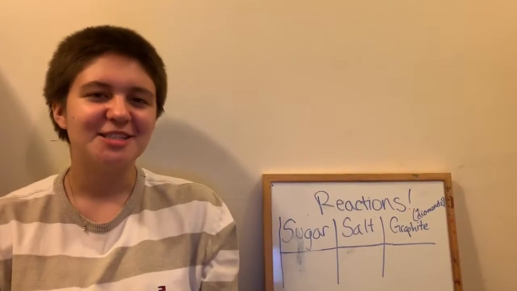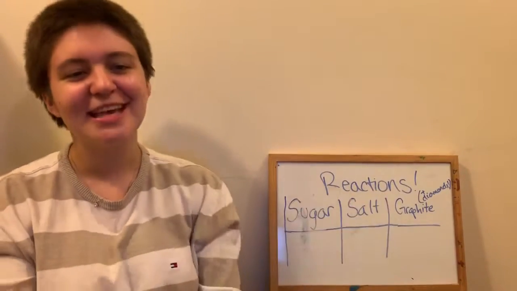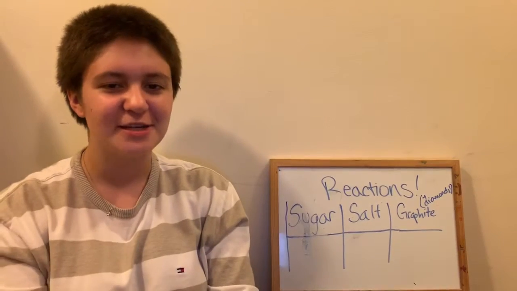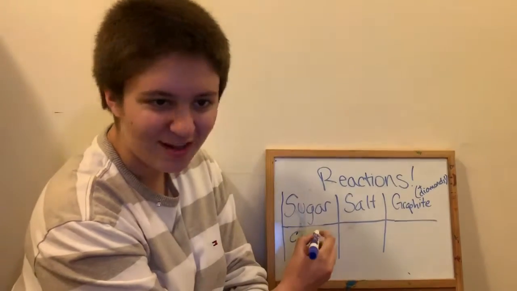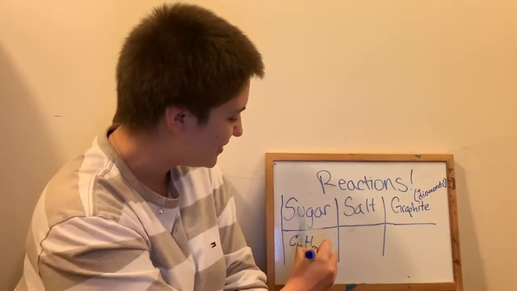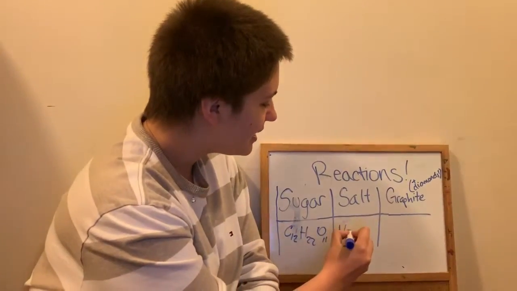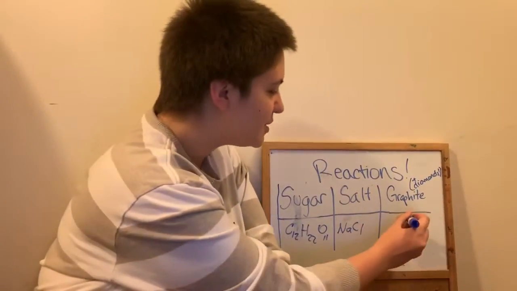So today we're going to talk about the very broad and complex topic of reactions. Chemical reactions are basically the reason we're all alive and have necessary chemicals at our disposal, such as sugar, which is C12H22O11, salt, which is NaCl, and graphite and diamonds, which is just pure carbon.